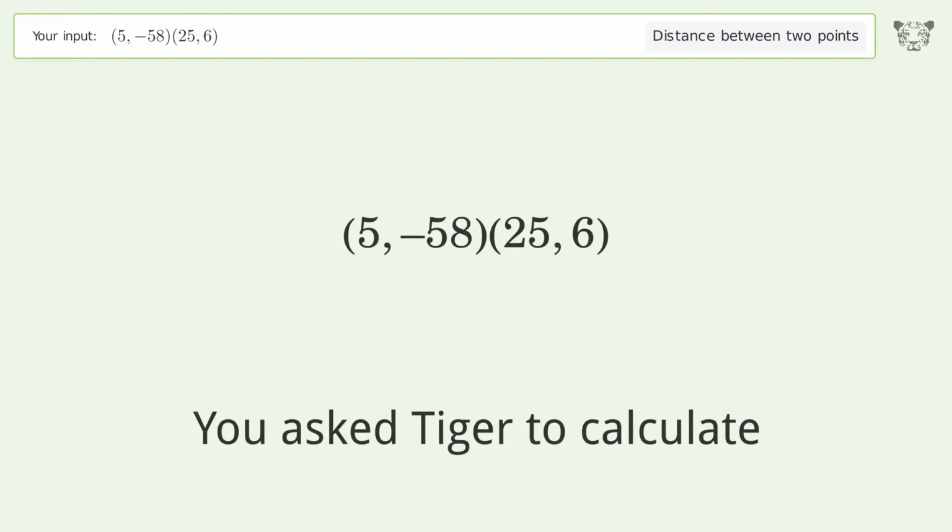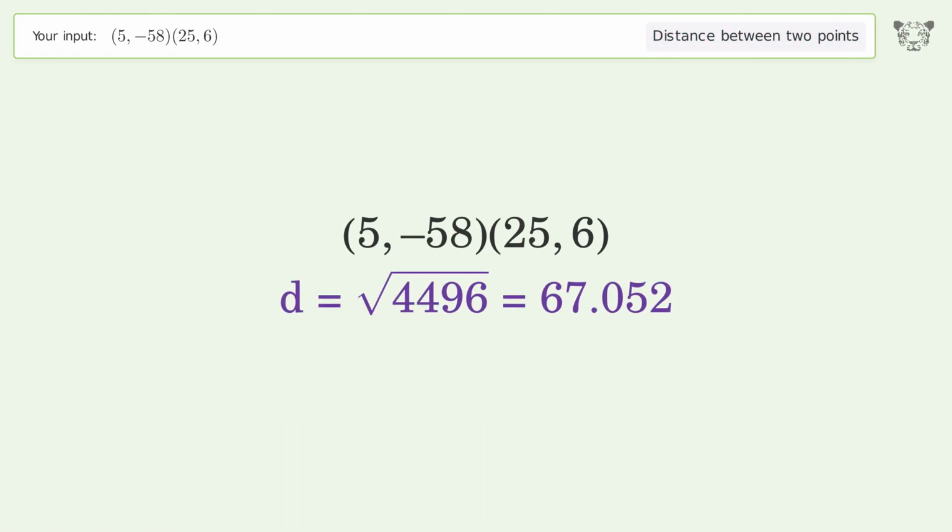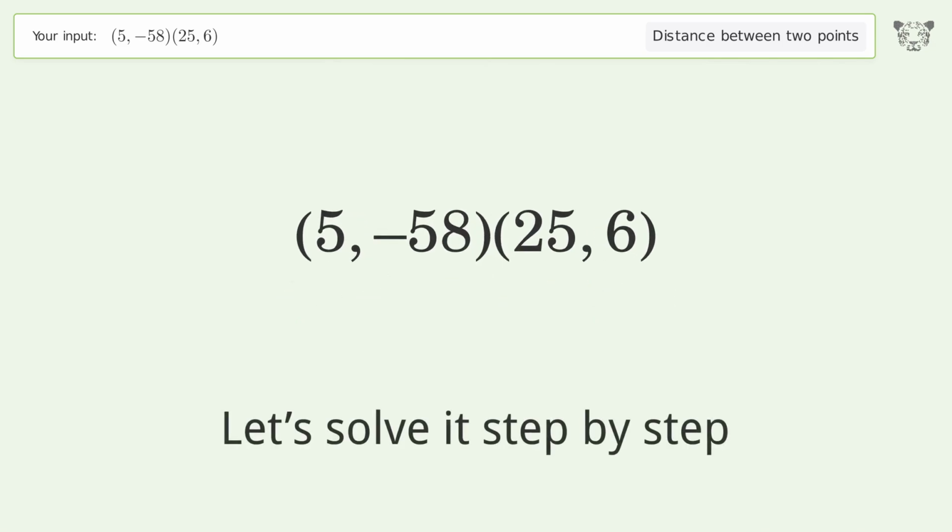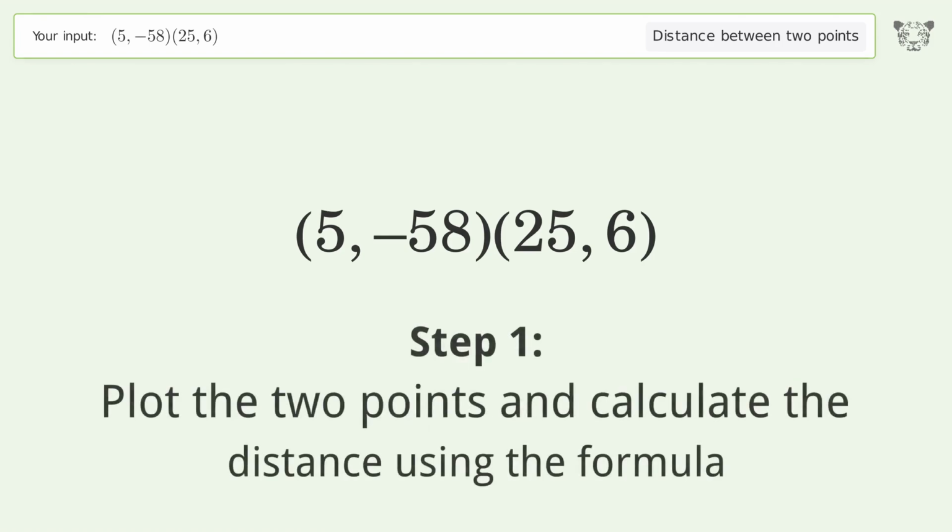You ask Tiger to calculate. This deals with the distance between 2 points. The distance between the 2 points is the square root of 4,496, or 67.052. Let's solve it step by step. Plot the 2 points and calculate the distance using the formula.